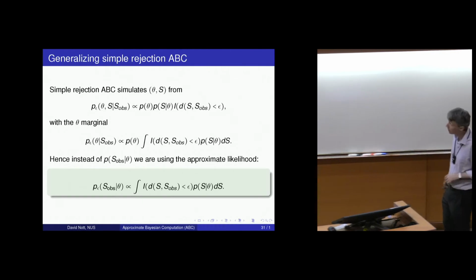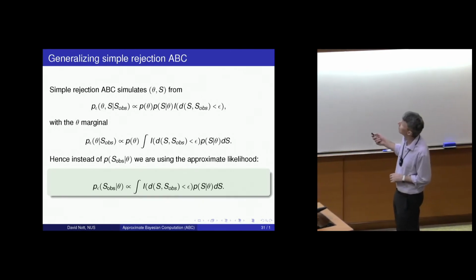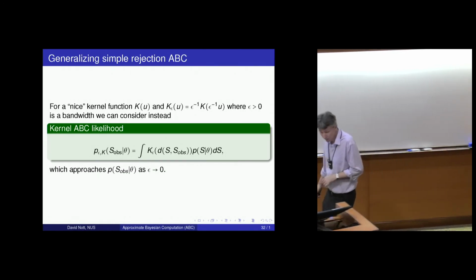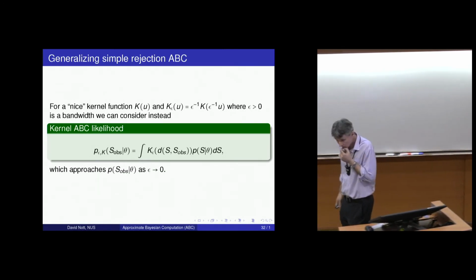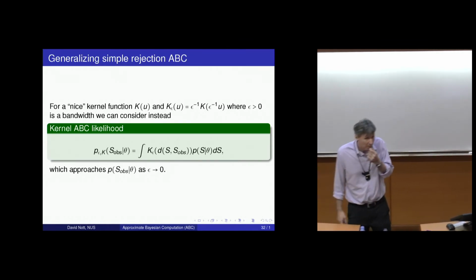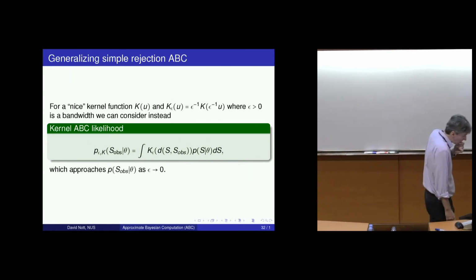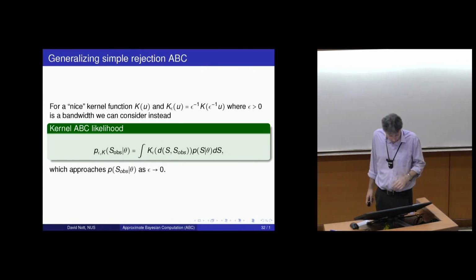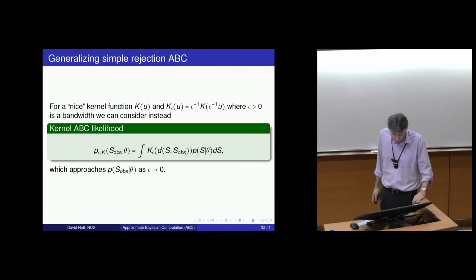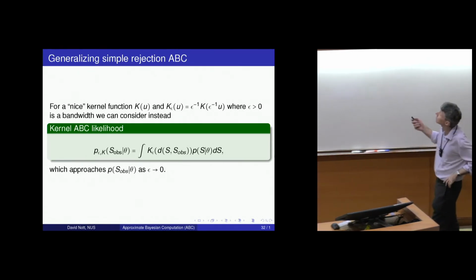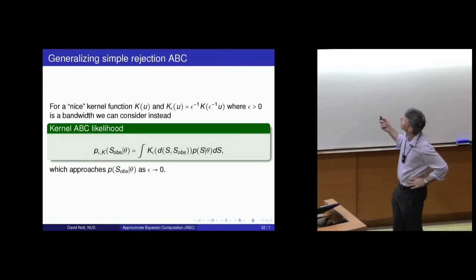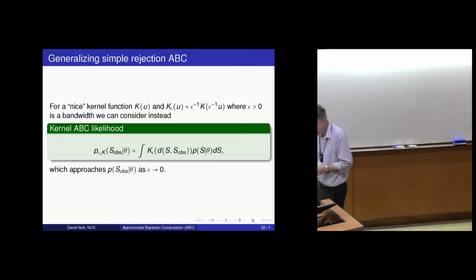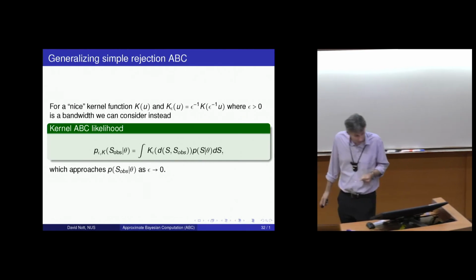Okay, so we have this likelihood approximation that we're using here. Now, there's no reason really not to generalize this to the use of a general kernel instead of that indicator term that's appearing in the likelihood approximation. So suppose we have a nice kernel function, K of u. We're rescaling it like this, so there's a bandwidth epsilon. As epsilon goes to zero, this kernel function is going to become like a point mass on zero.